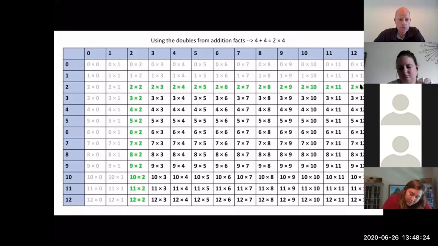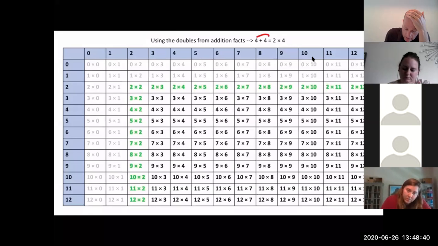Now the times 2, so 2 times something or something times 2, we use doubles from addition facts. The students have worked with addition and they know what doubles are. It's important to describe that these are doubles when you add 2 4s together. That's doubles.